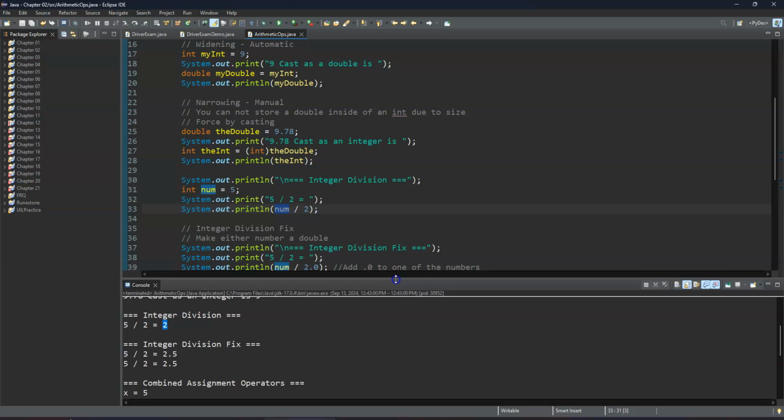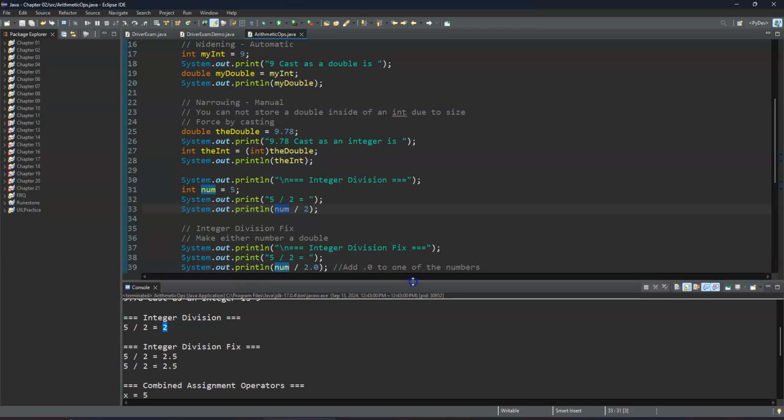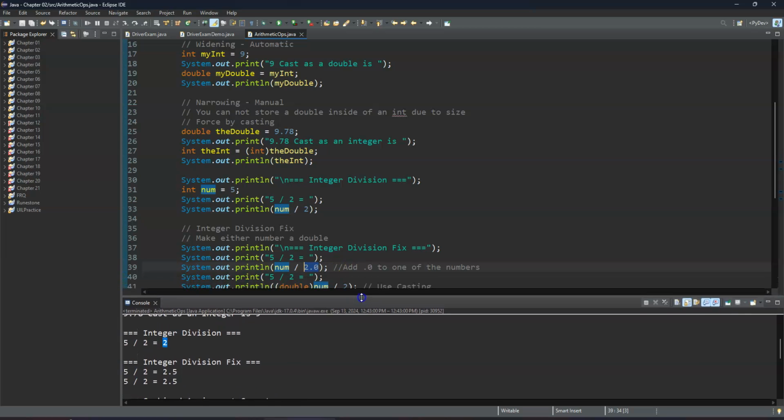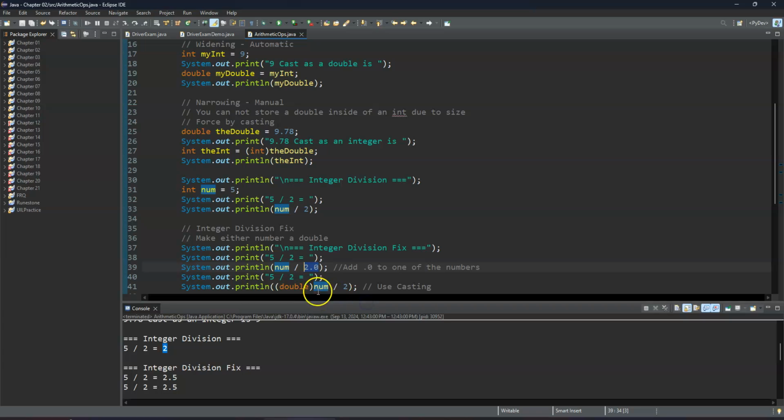In the top example, I could add a 0.0 to the 2. That would make Java assume this is a double, and therefore it won't do integer division. Another way that I could fix it is through casting. If I cast one of these numbers as a double, like this, then now I have a double and an integer, and it won't do integer division.